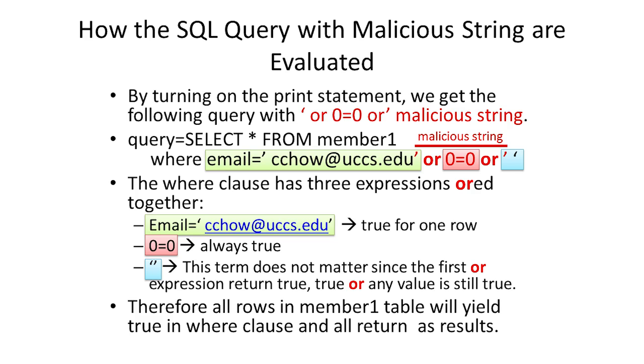The third one is the 2 single quote characters. It doesn't matter in this case, since the middle logic operation already overrides that particular where clause to yield a true expression for all rows. This term, 2 single quotes, doesn't seem to matter. Therefore, in this case, all the row information in the members table will come back and be displayed. And all the columns will also be displayed because we use the wildcard character star.